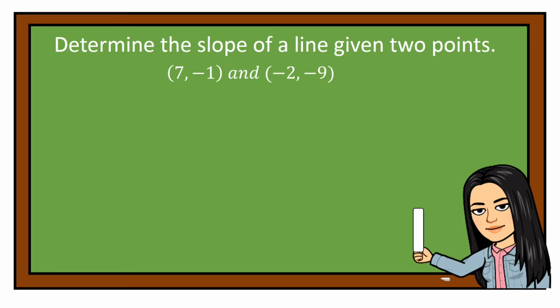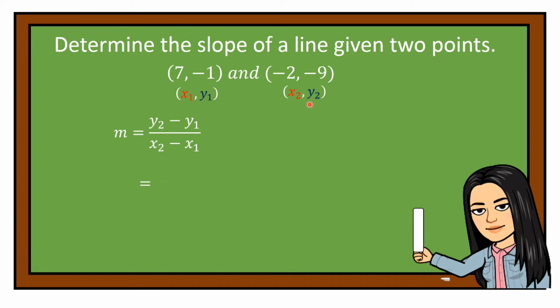Okay, next example. 7, negative 1 and negative 2, negative 9. Okay, so ulit sa formula, m is equal to y sub 2 minus y sub 1 over x sub 2 minus x sub 1. So, lagyan ulit natin ng label ang ating given. So, 7 will be our x sub 1, negative 1 is our y sub 1, and then the second ordered pair, negative 2 will be our x sub 2, and negative 9 will be our y sub 2.